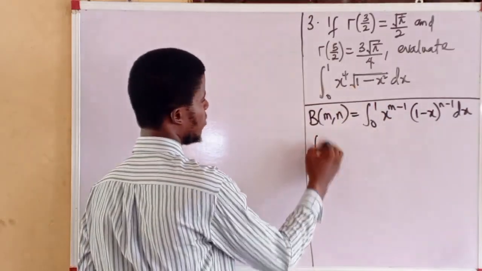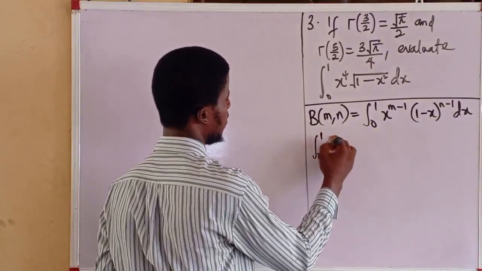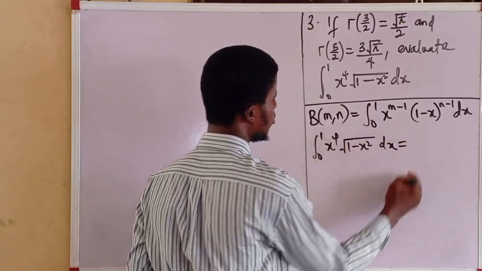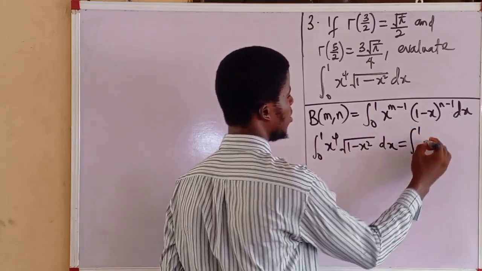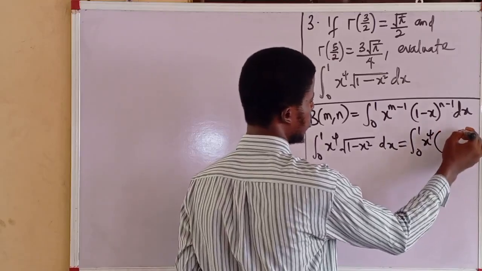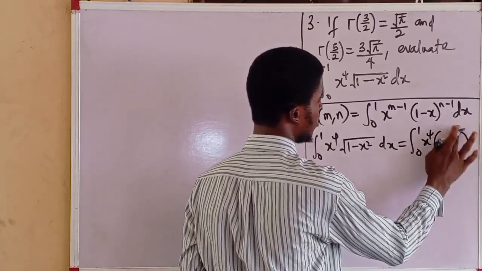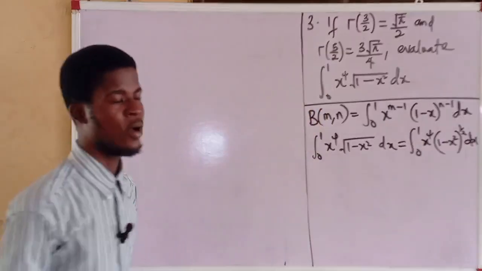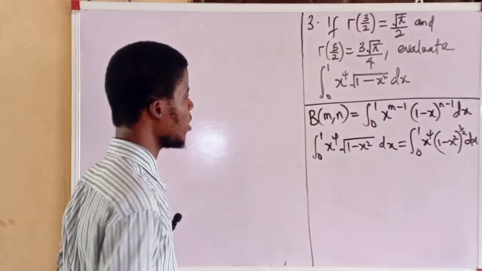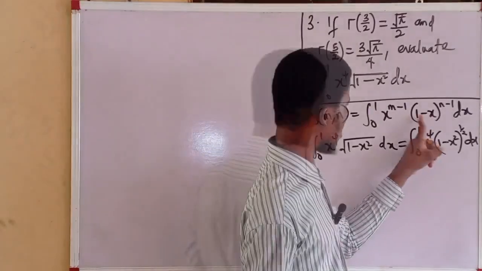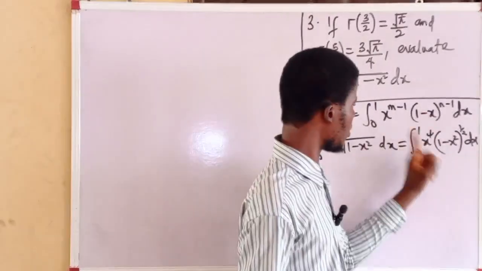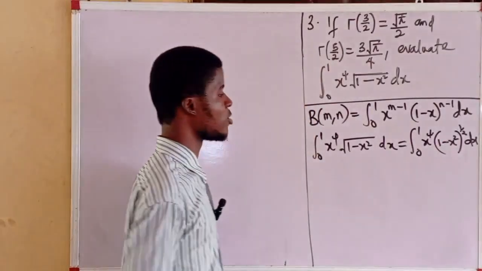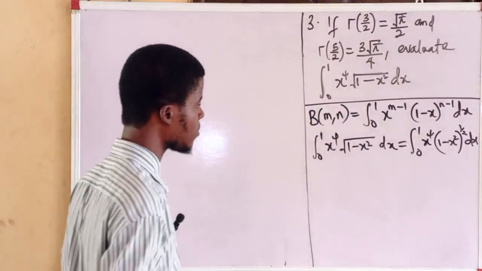Now, the integral from 0 to 1 of x to the fourth into the square root of 1 minus x squared dx is equal to the integral from 0 to 1 of x to the fourth into 1 minus x squared to the power of 1 over 2 dx. You know, square root is equivalent to the power of 1 over 2. Okay, now look at something. I'm seeing 1 minus x in brackets, but here I'm seeing 1 minus x squared. So I will have to reduce or simplify that.